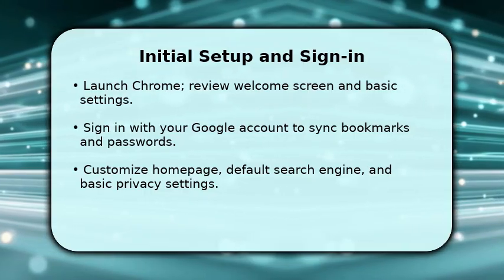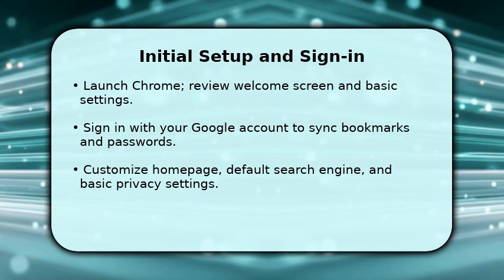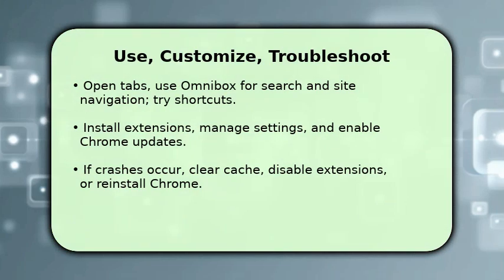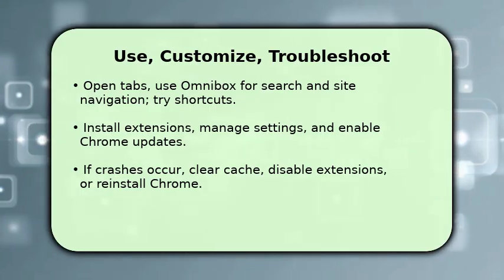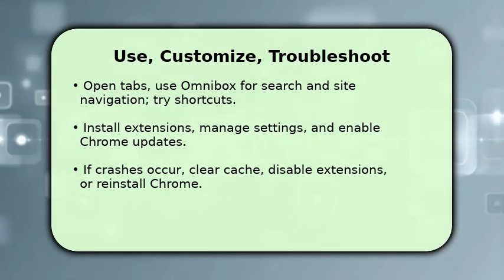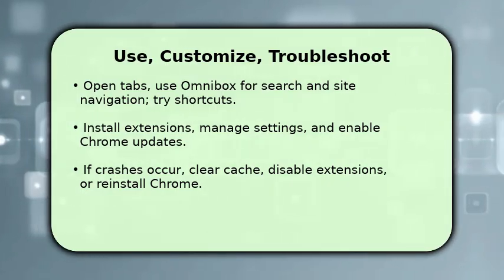You now use the Omnibox to search and navigate, type addresses, or queries directly. Customize Chrome by installing extensions and arranging bookmarks for faster access. Make sure automatic updates are enabled so security patches install.